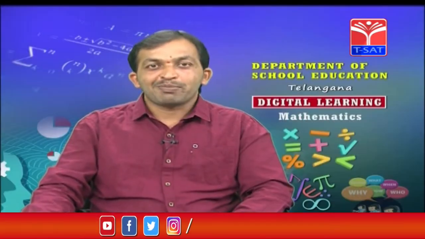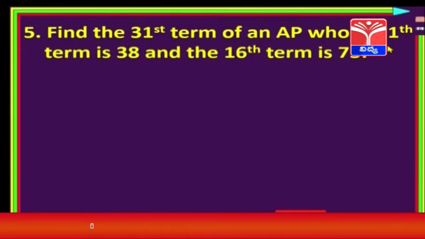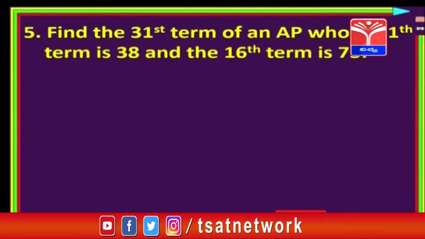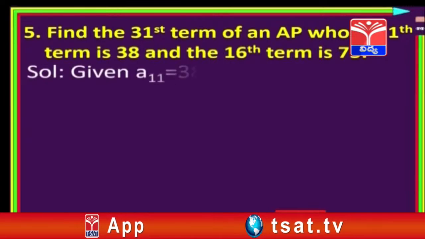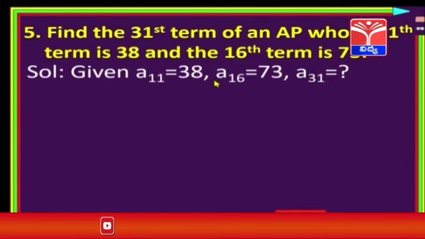One more beautiful problem: find the 31st term of an AP whose 11th term is 38 and the 16th term is 73. It is an interesting question. Here the 11th term is given and the 16th term is also provided. By using those two terms, we should find the 31st term. So first write the given data. What is given? The 11th term is 38, that means A11 is equal to 38, and the 16th term A16 is equal to 73.